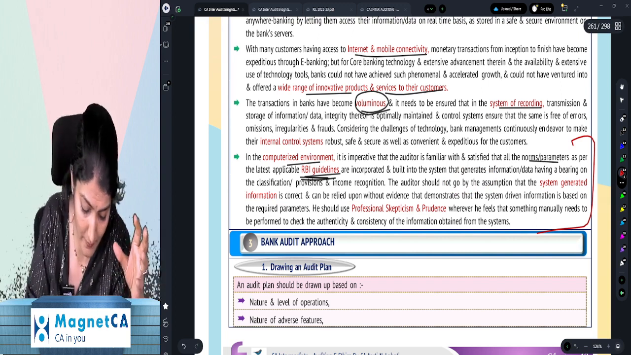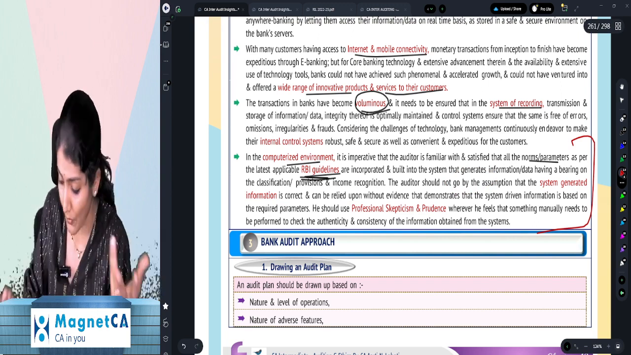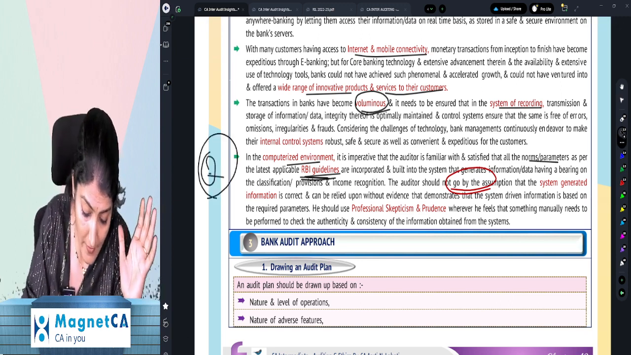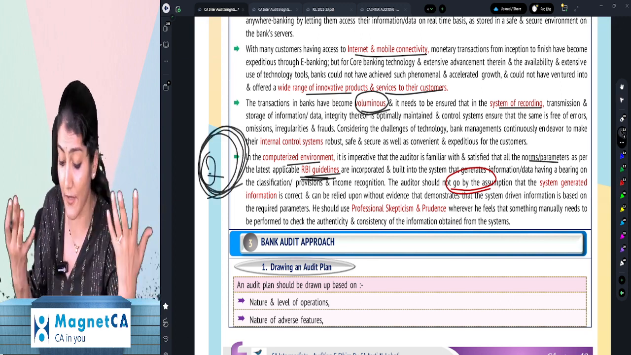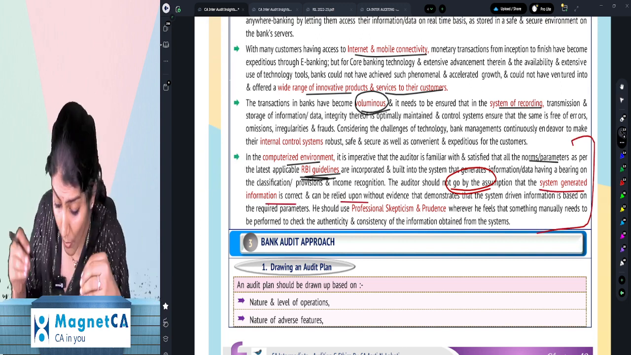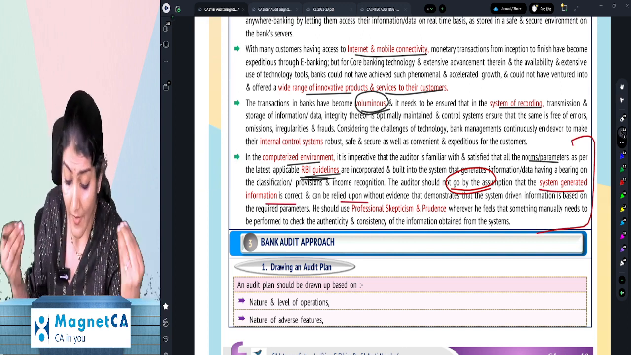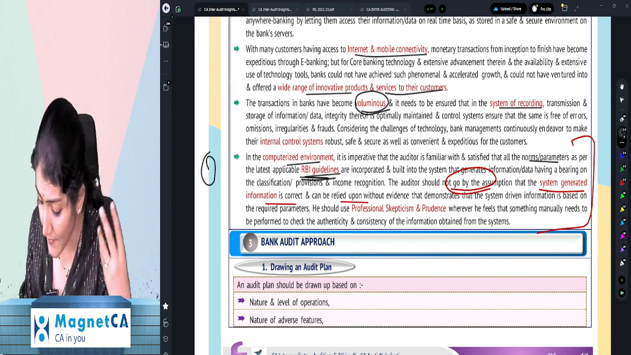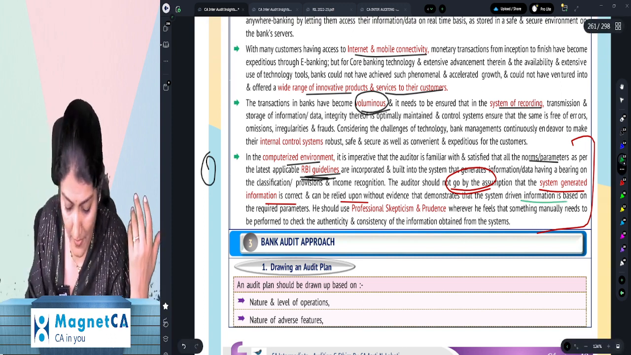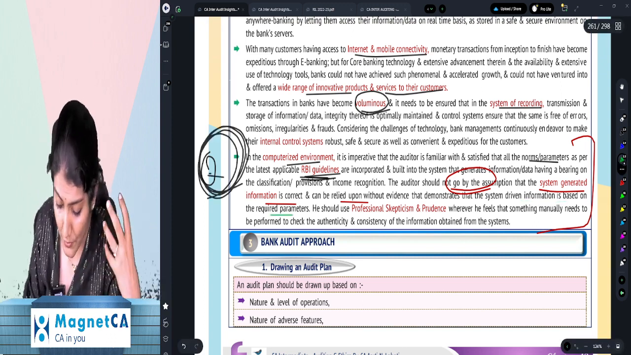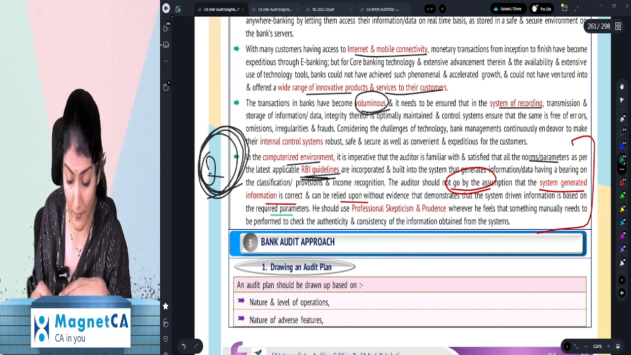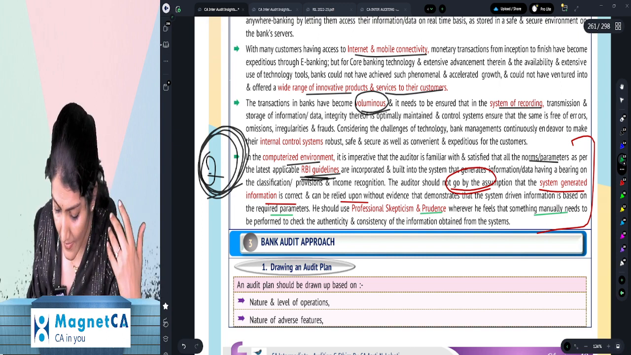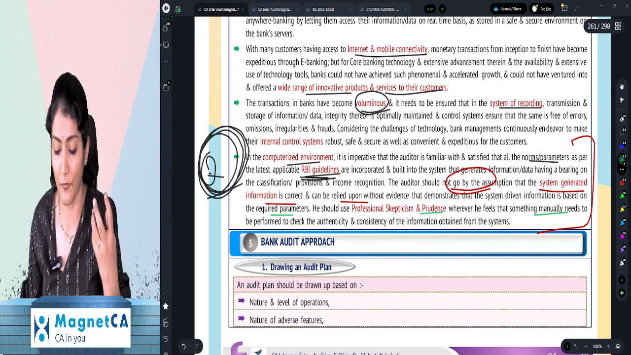So again, they made a question on this one. In a computerized system, because the reports are generated by the system, should the CA go with the assumption that system generated information is correct? No. The auditor should not go by the assumption that system generated information is correct and can be relied upon without evidence that demonstrates that the system driven information is based on the parameters. He has to use professional skepticism and prudence wherever he feels that something needs to be manually performed to check the authenticity and the consistency of the information obtained from the system.